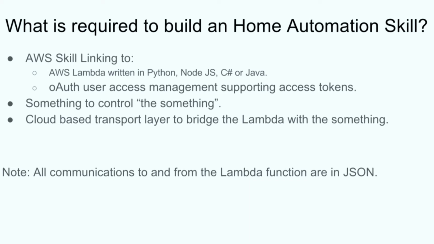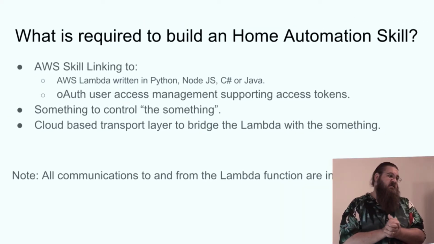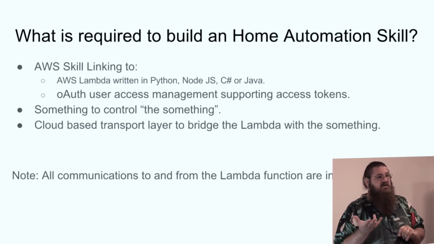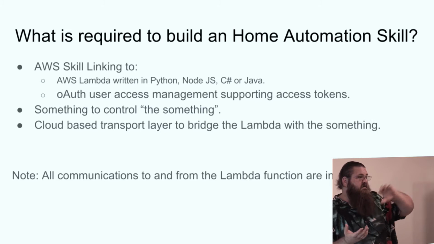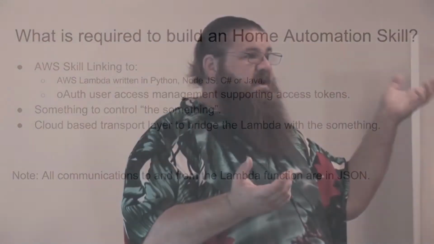You need to control something, and you need a cloud-based transport layer to bridge the Lambda with the something. What I mean by that is something in your home doesn't have a direct address from an AWS Lambda normally, unless you've got some static IPs and want to do some port forwarding. So there needs to be a cloud component. Your device that you're controlling needs to call into your cloud, and your Lambda needs to talk through that cloud, so that you have this transport layer in place.